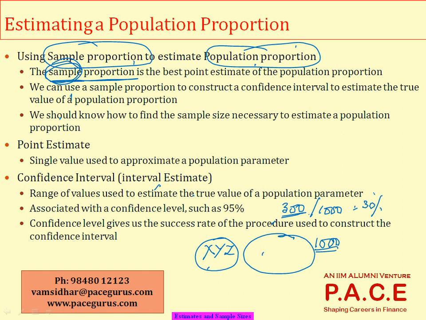30% is the sample proportion, and that's the base estimate. That is what is called a point estimate. A point estimate is one single value which will be used as a base for estimating the population value.